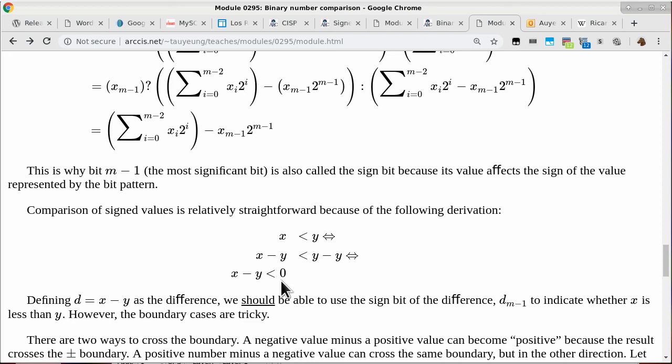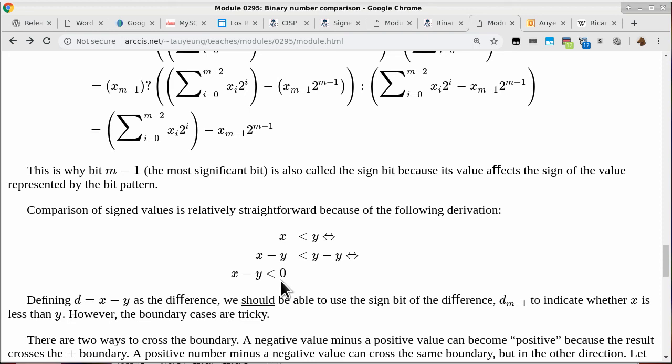Can we follow this derivation? X is less than y if and only if x minus y is less than 0. Normal algebra. We are not talking about binary stuff. We're just talking about normal algebra. Is that okay? But we are looking at something being less than 0. Something less than 0 means something is negative. If something is negative, what do we know about the sign bit? If something is less than 0, the sign bit is a 1. So that, it seems like, is a very easy answer.